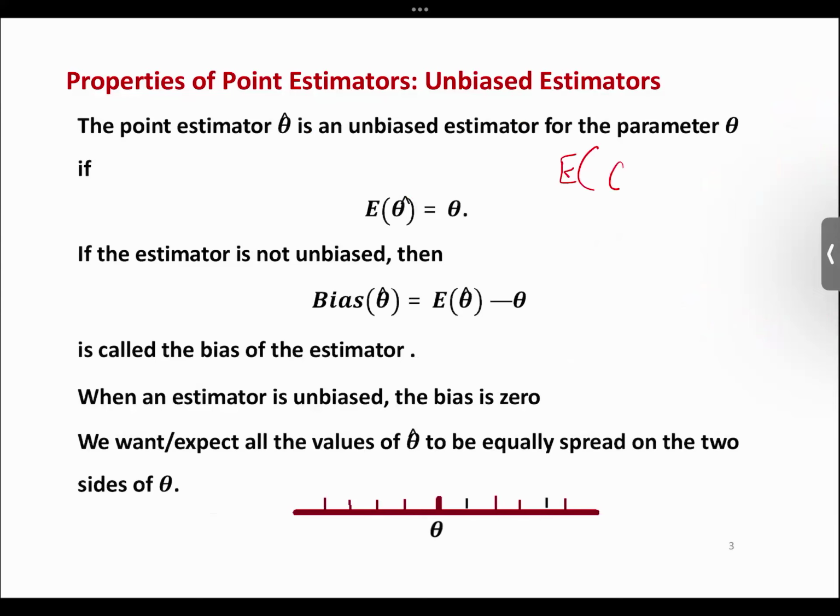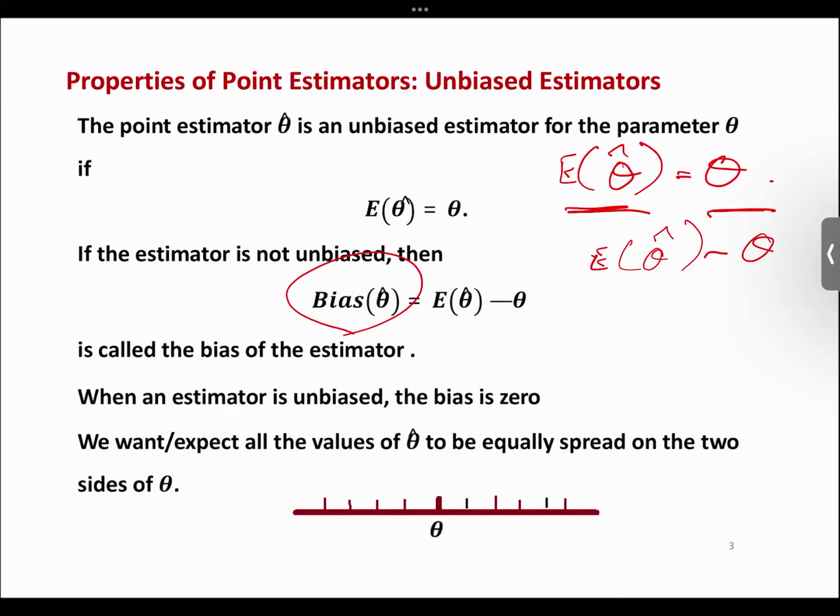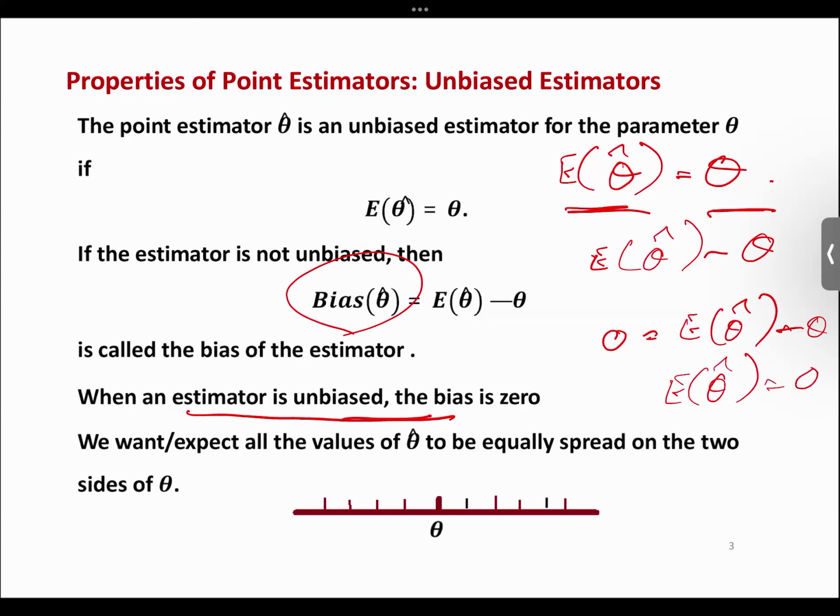So E of theta hat should be theta. This is what we expect: the sample mean should be equal to the population mean. But if that's not the case, you'll have a bias, where E of theta hat minus theta will be equal to your bias. So when an estimator is unbiased, this bias value will be 0. Because bias is 0, you will have E of theta hat equal to theta.